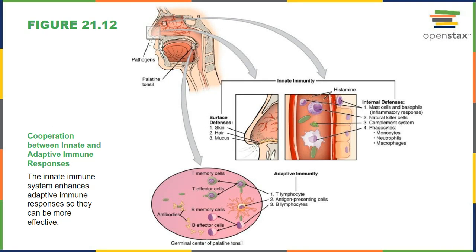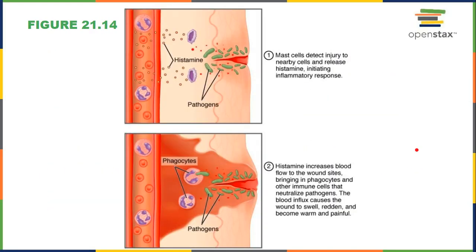Going back here, we can see we talked about our defenses already. Our internal defenses include those mast cells. We also have basophils, which I forgot to mention, which will cause that inflammatory response. We have those natural killer cells that show up, and all those phagocytes that show up. Basically, these things all work together to fight things off.